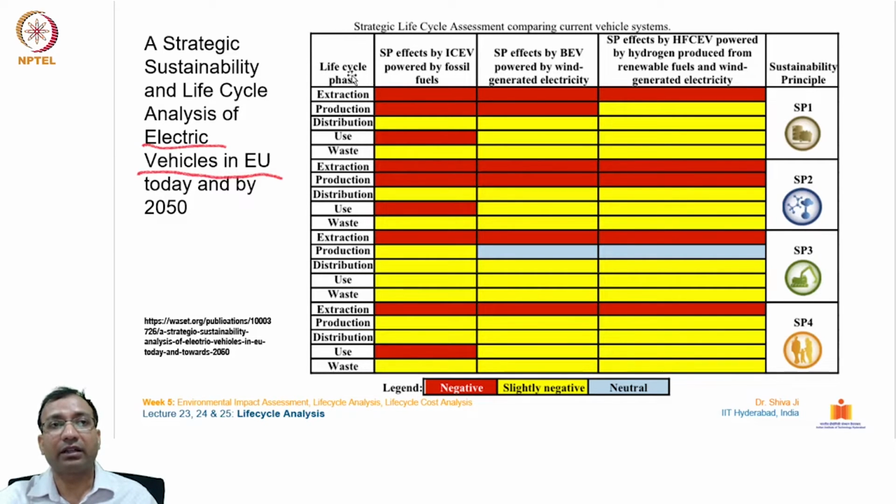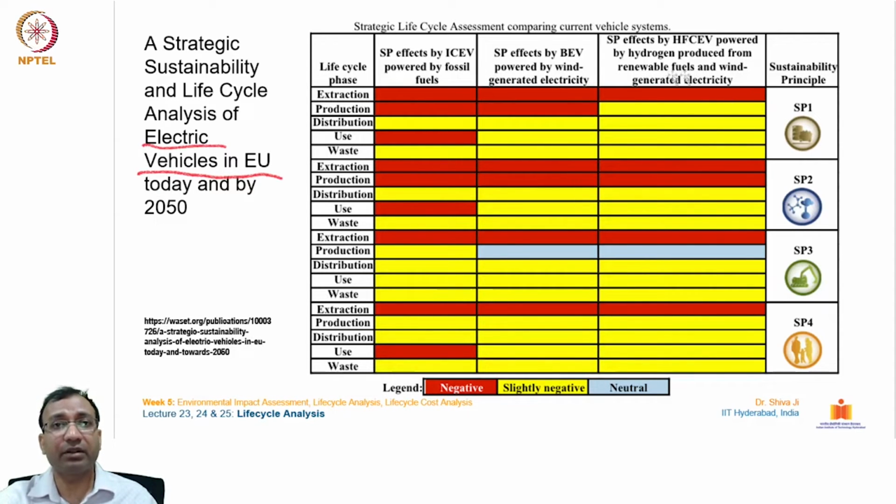So for the life cycle phase of the extraction part, here they have taken it that if it is taken from fossil fuel based sources, then it is kept in the negative red area. If it is taken from a BEV powered by wind generated energy, even then it is kept in the red area, the negative area.